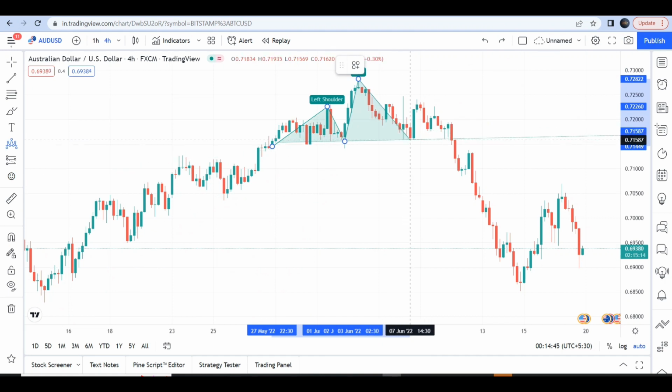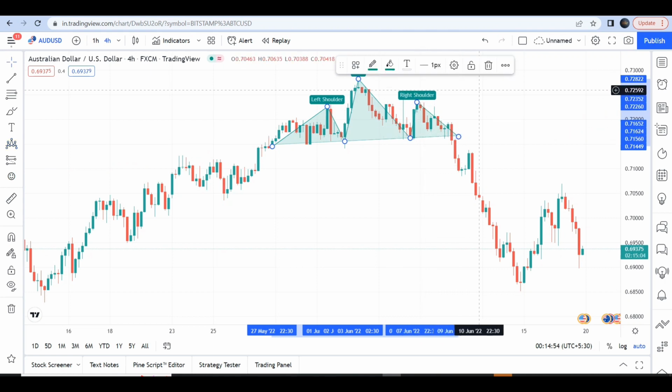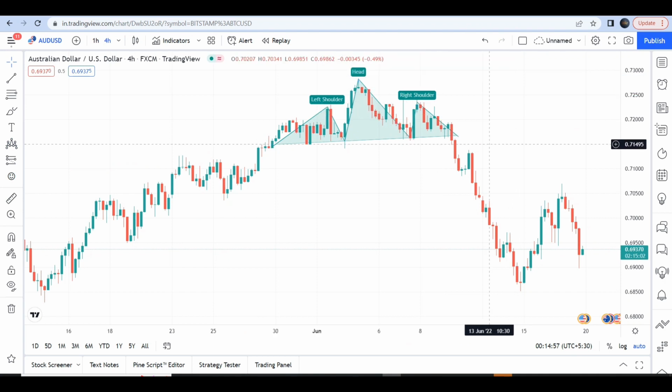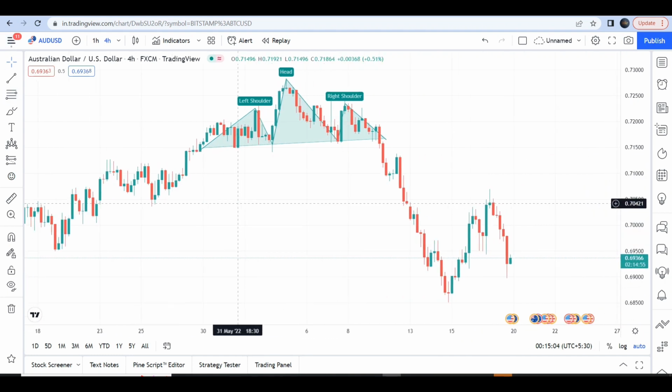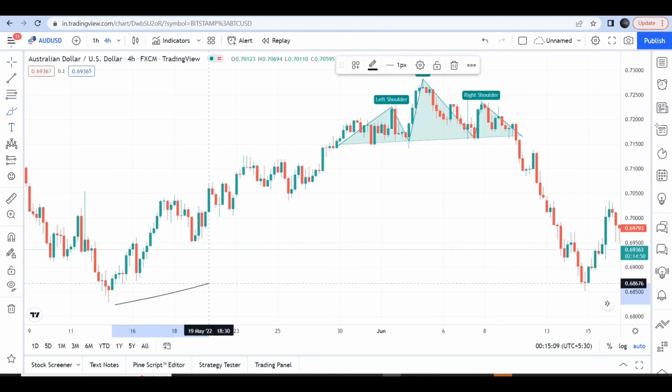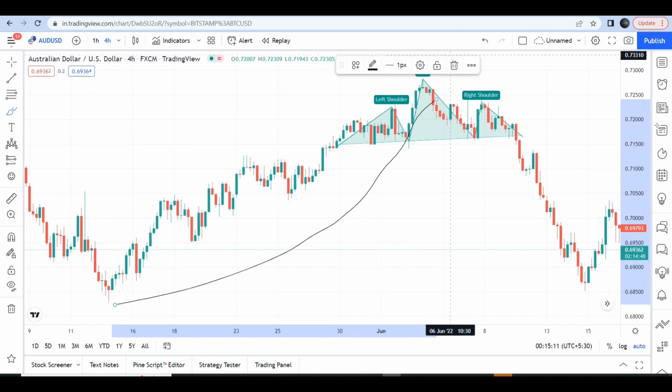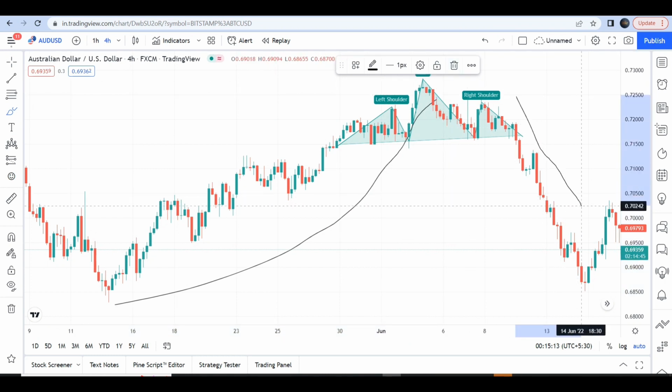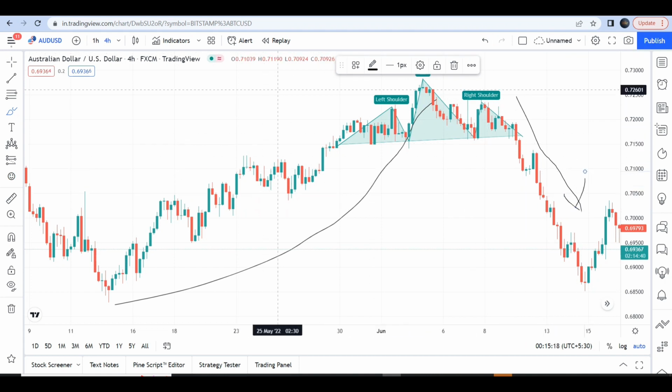This is the head and shoulders pattern, guys. As you can see, this is the head and shoulders pattern that I'm identifying as my reversal. A head and shoulders pattern is a pattern for reversal. If the market has been in an uptrend like this, and we have that pattern form, the market is going to reverse and come to the downside.